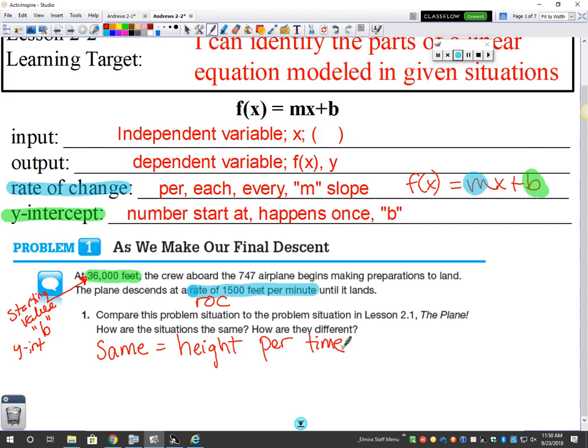What's different this time, two things are different. One, the rate of change, not only are they different numbers, this is 1,500 and not 1,800, but also this rate of change, we're going down. So this rate of change is actually going to be negative. It doesn't say a negative sign in the wording, but because it's descending, descending is a word that's going to help us know that that 1,500 is going to be negative. So the rates of change are different numbers, but we're also going in different directions, down instead of up.